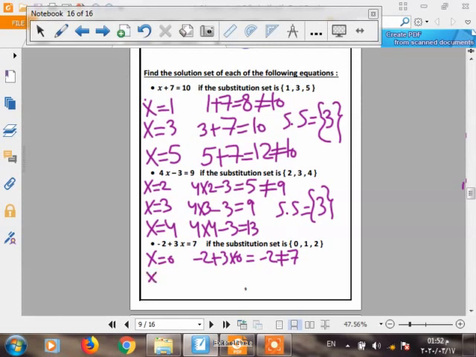Next one, if x equals 1. I have 3 times 1 equals 3, plus negative 2 equals 1, and 1 is not equal to 7 either. Last element of the substitution set is 2. If x equals 2, it's negative 2 plus 3 times 2 equals what? Equals 6, sorry. Okay, 6 plus negative 2 equals 4, and 4 is also not equal to 7. So the solution set of this one is what? It's empty.